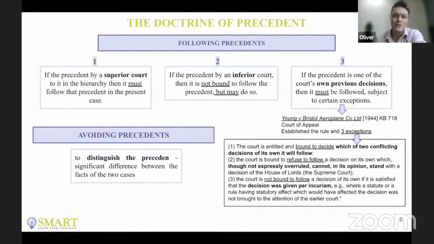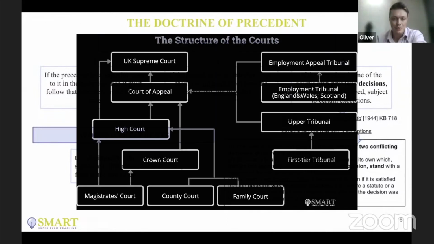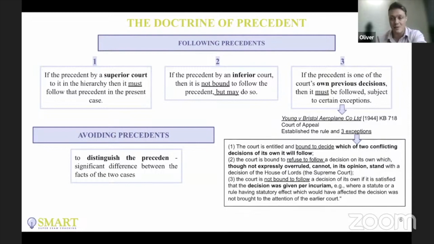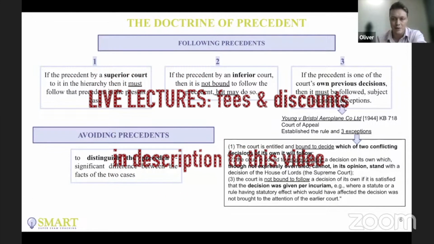So the way we do this is that we have a hierarchy of courts in the UK. And as we can see on the slide, we have a superior court. So at the top, we have the UK Supreme Court. And the decisions that are made higher up tend to need to be followed then by the courts that are lower down, the inferior courts. So as we see, decisions in superior courts need to be followed by inferior courts.